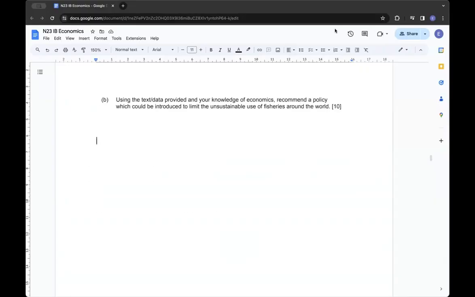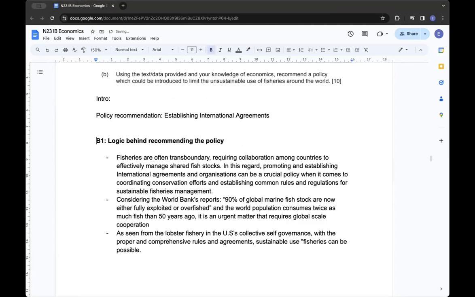Question B. Using the text data provided and your knowledge of economics, recommend a policy which could be introduced to limit the unsustainable use of fisheries around the world. In the introduction, I'm going to briefly introduce the unsustainable state of the fishing industry in the world, relating it to market failure. And next, I'm going to present my policy recommendation, which is establishing an international agreement. First, I should explain the logic behind recommending this policy, simply saying why my policy recommendation should be convincing. I'm going to actively refer to the given information.